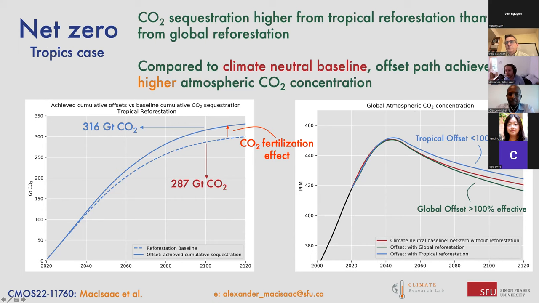However, looking at this from a global atmospheric CO2 concentration perspective, the tropics do not become quite as carbon neutral as the global reforestation does. And this occurs mostly because of a feedback between changing the land surface structure and temperature, which actually increases soil respiration, or prohibits soil respiration from decreasing in the tropical reforestation case as much as it would in the climate neutral case. And I'll show you a little bit more about what I mean here in the next slide.